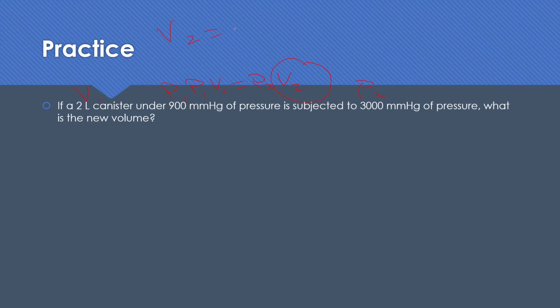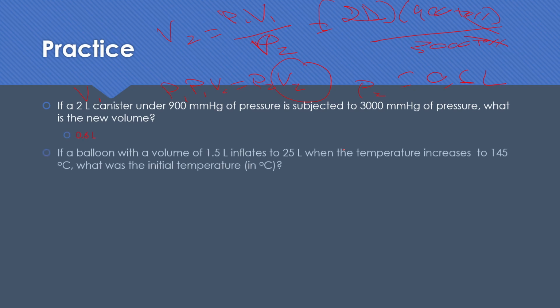So V2 is going to be equal to P1 V1 over P2. So it's 2 liters times 900 torr, or millimeters of mercury, divided by 3,000 torr. Hey, torr cancels, and you're going to get 0.6 liters. Question 2. If a balloon with a volume of 1.5 liters inflates to 25 liters, when the temperature increases to 145 Celsius, what was the initial temperature in Celsius?